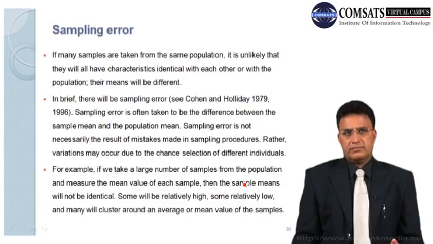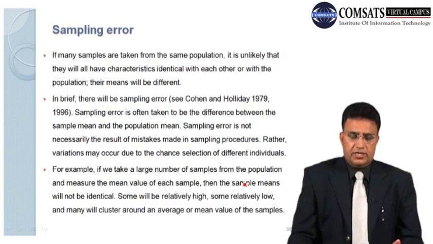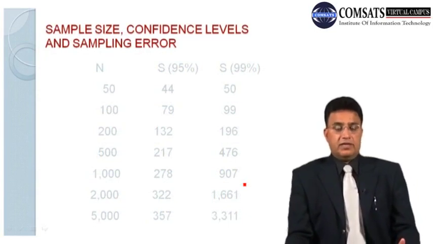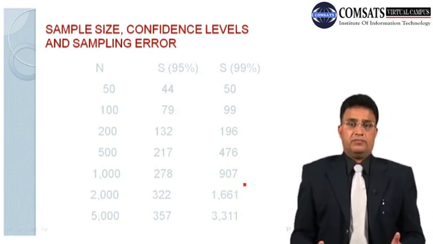For example, if we take a large number of samples from the population and measure the mean value of each sample, then the sample means will not be identical. Some will be relatively high, some relatively low, and many will cluster around an average or mean value of the samples. Sample size, confidence level, and sampling error can be presented in a tabular form as in the following table.